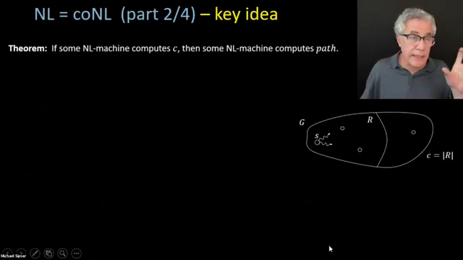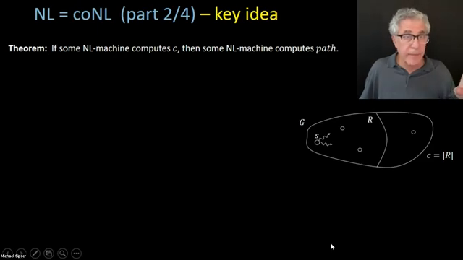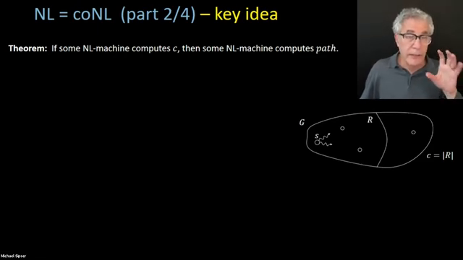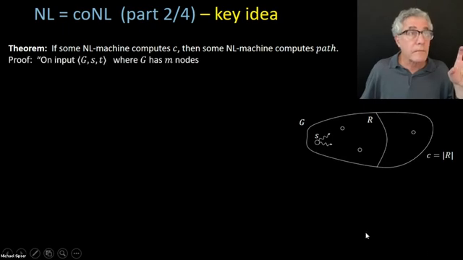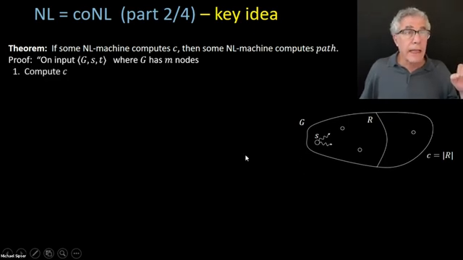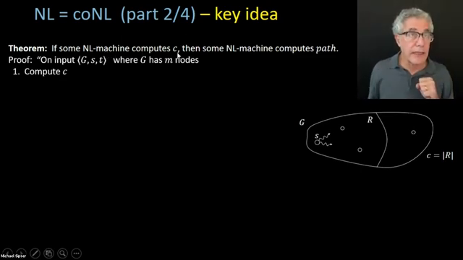Okay, so this is the key idea that we're going to repeat later, so it's good to understand. This is the slide you really need to understand. Okay, so I'm given the graph. Let's assume the graph has m nodes. Now, what are we doing here? Given that count, we can compute path.